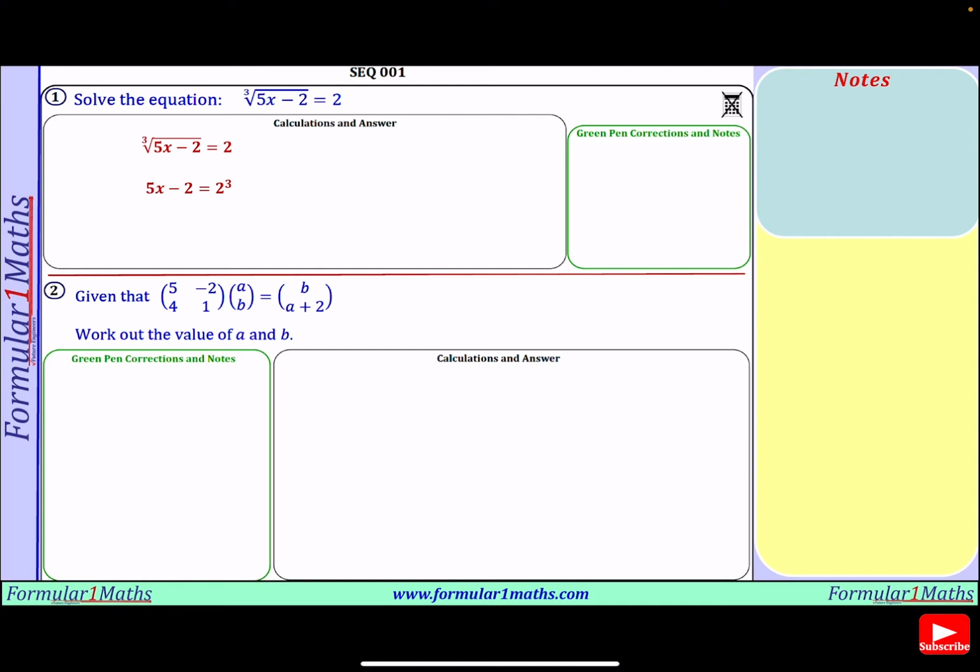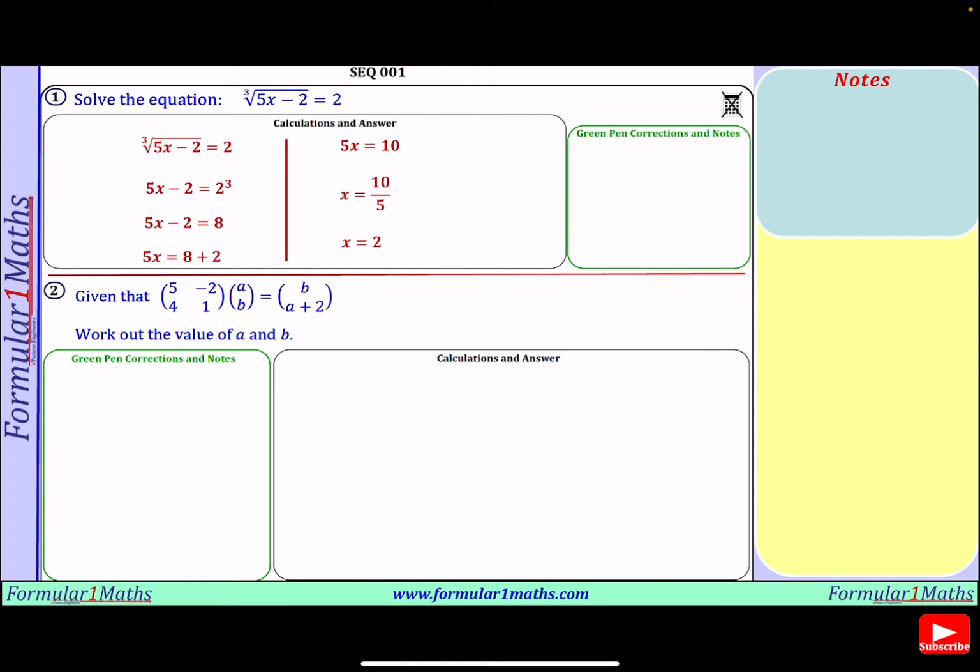So we end up with 5x minus 2 is equal to 8. Then we take minus 2 to this side and we get 5x is equal to 8 plus 2. But 8 plus 2 is equal to 10. We need x, so we need to take this 5 to the other side, and that means we divide. So we get 10 over 5, and 10 over 5 is 2. So that's the solution of the equation.